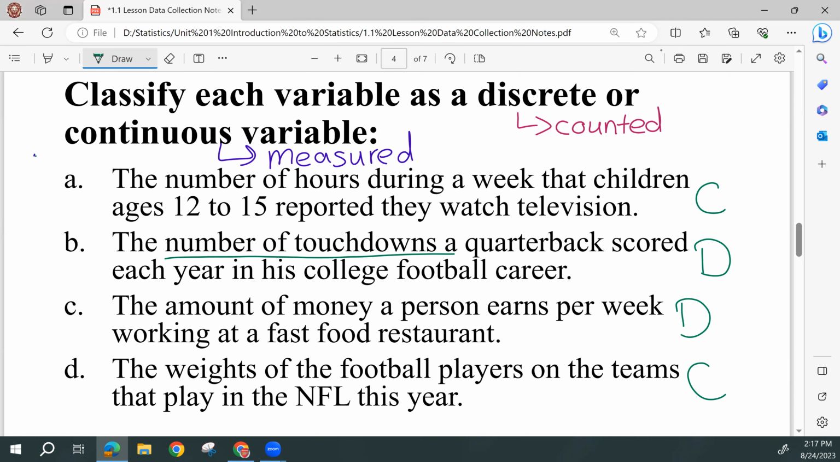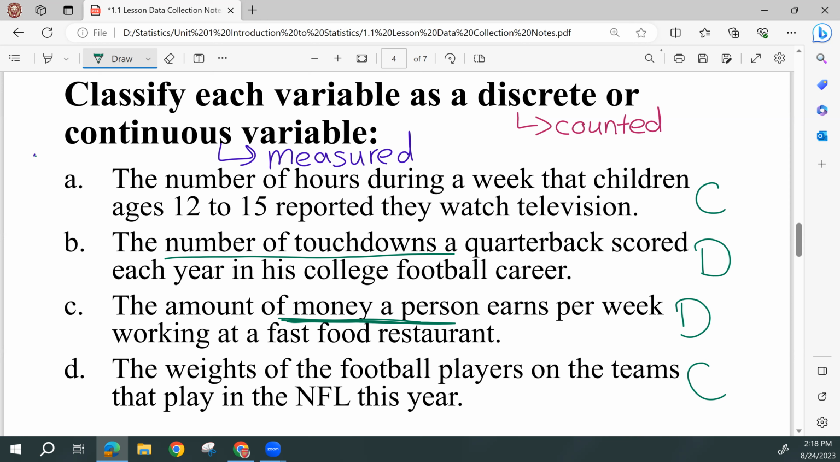The amount of money a person earns per week at a fast food restaurant is something we can count. There could be decimals here. However, money is in specific units. The smallest you can break that down is into cents, and that is something we can count. We can count by the penny, even if it would be kind of painful.